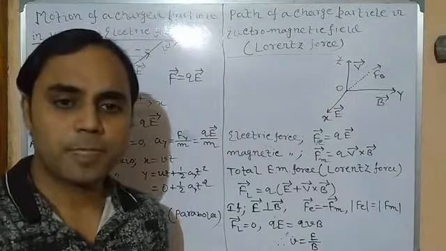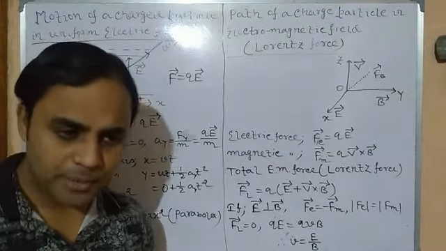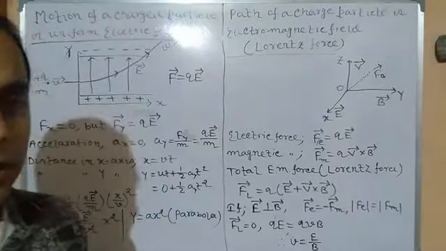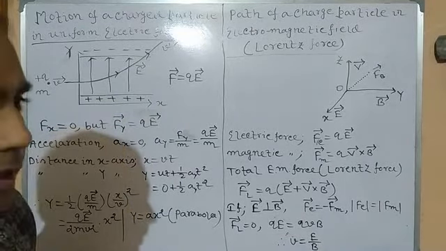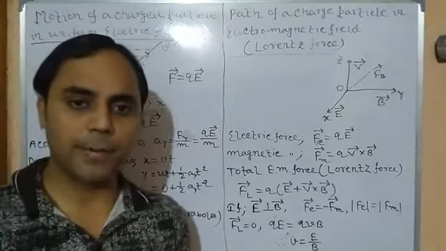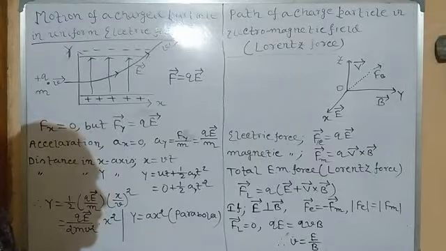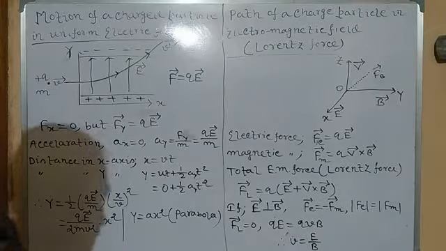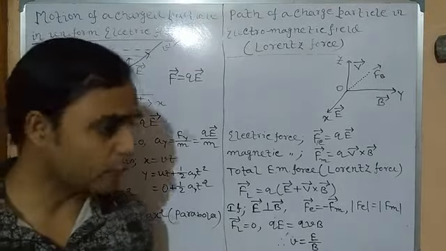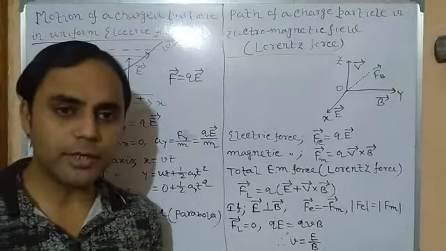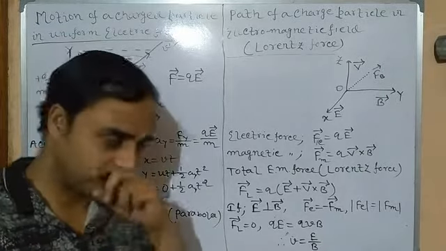So dear students, previously we have learned the motion of a charged particle placed in a uniform magnetic field. But today we will see the motion of a charged particle when placed in a uniform electric field. So for that we need an electric field.